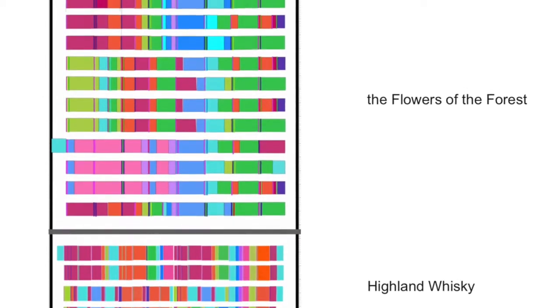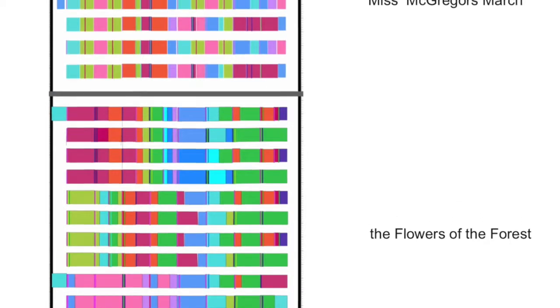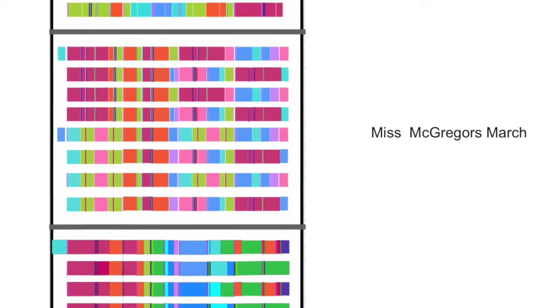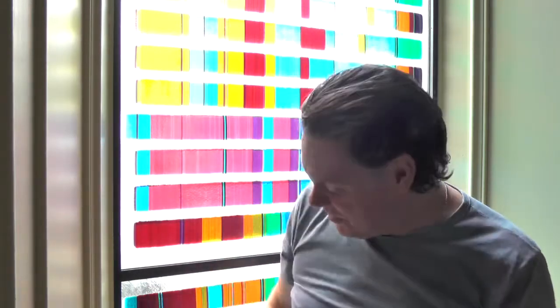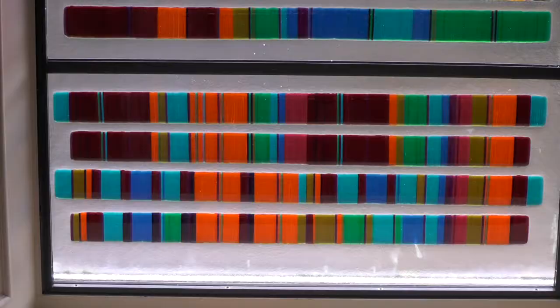tune. And then, one of the clients is called Lanny McGregor. And so I found a piece called Miss McGregor's March, which seemed appropriate. We had also talked about the idea of using whiskey somewhere within the window, and I found a piece called Highland Whiskey, which is the piece down at the bottom here.